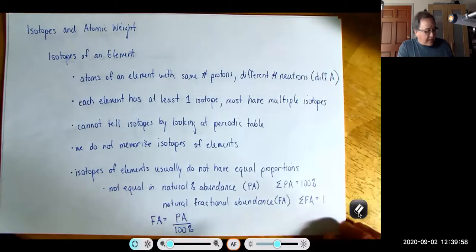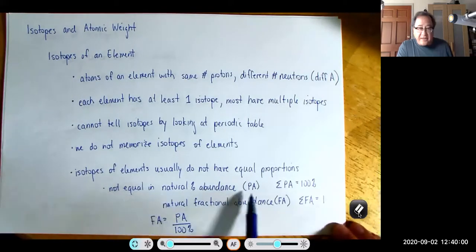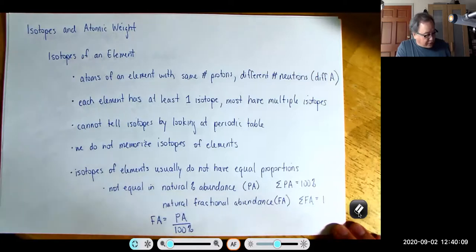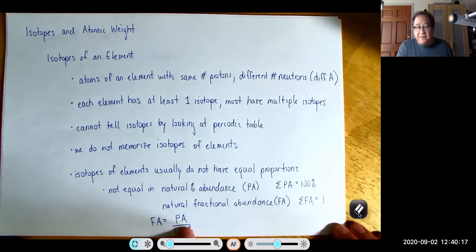Okay. Here, natural abundance, I sometimes use the abbreviation PA, and the sum of the percent abundances should be 100%. There's also the natural fractional abundance, and the sum of the fractional abundances equals 1. To get the fractional abundance, you take the percent abundance and divide it by 100%.